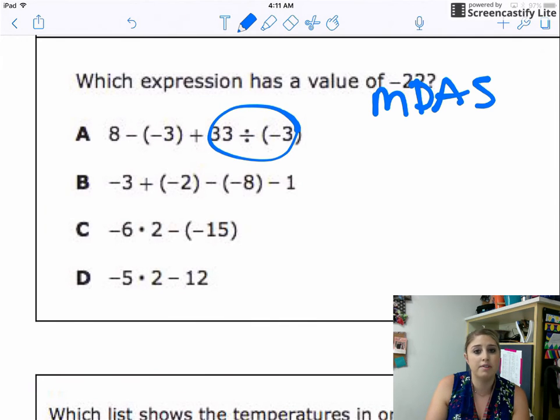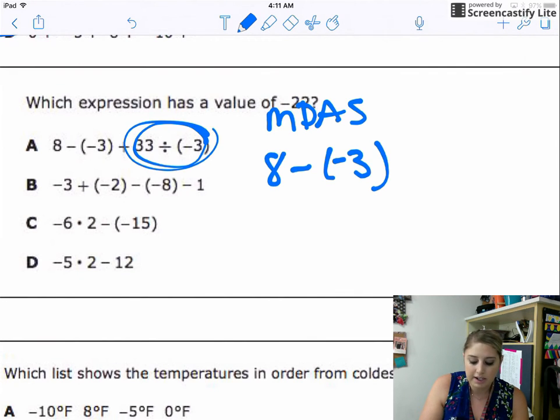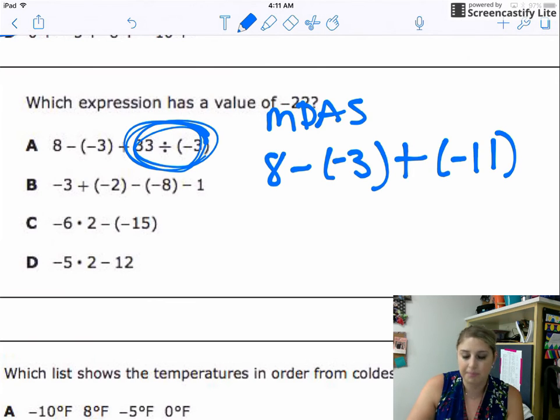So I actually have to start with that division problem on A. So I've got 8 minus -3, and then I need to divide 33 divided by -3. Well, if I do that, hopefully you know your 11s, and that would just be a negative 11. So I have plus a negative 11.